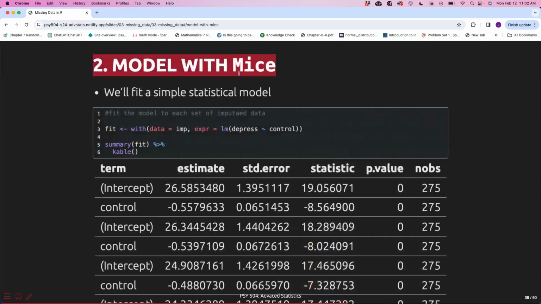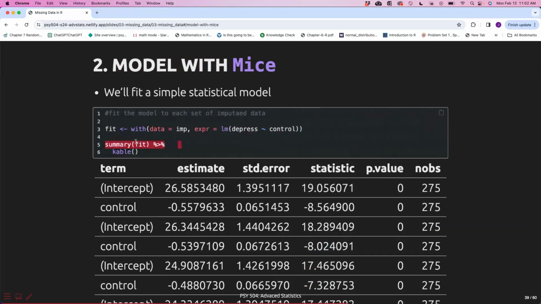So after we have our imputed data sets, we're just going to fit a simple statistical model on each of our imputed data sets. We can use the with function here, and basically we can input our model. Here we're doing a linear model. Here we could do a multi-level model, right, with LMER. You could do a GLM if you wanted to, whatever. But this is our model where we're using control to predict depression scores.